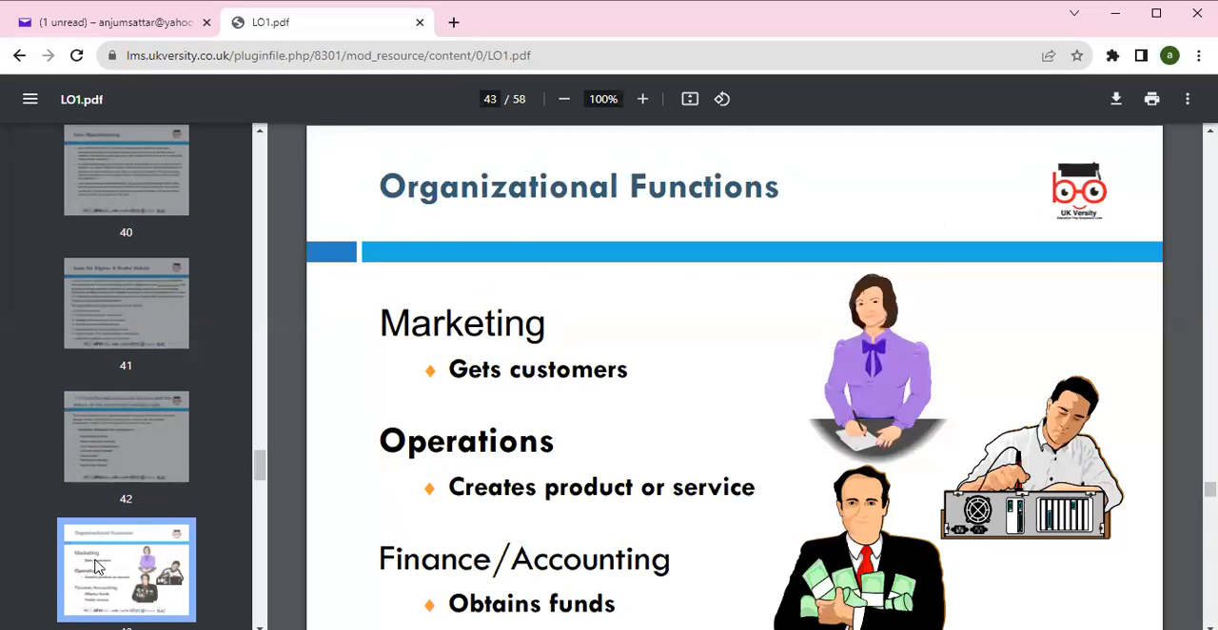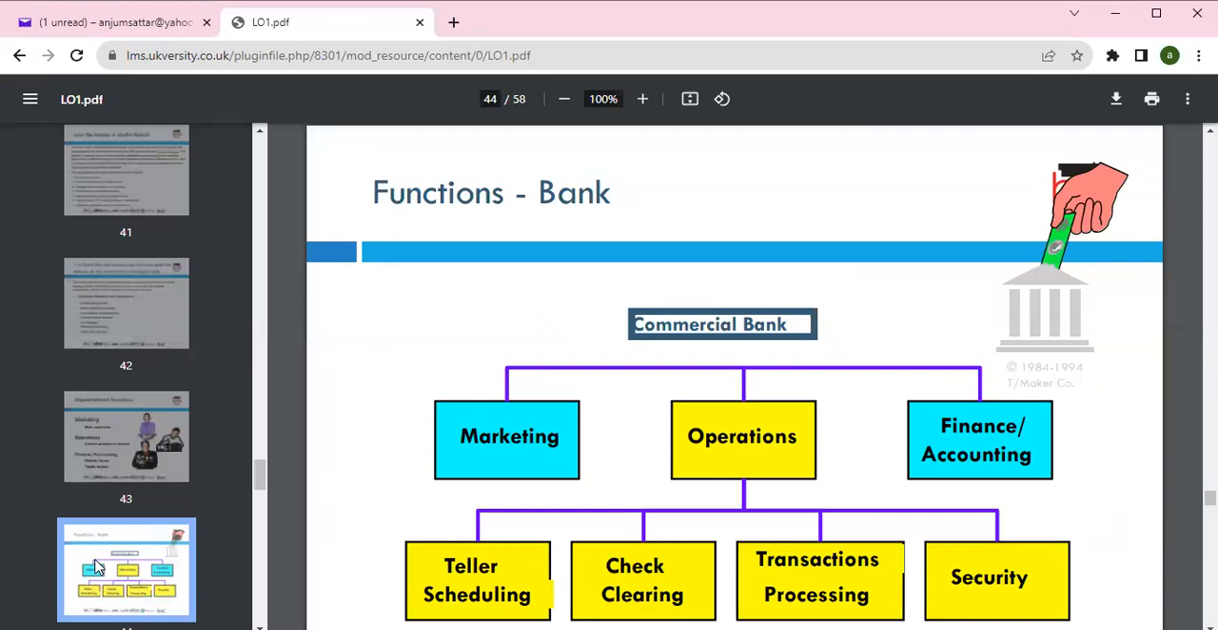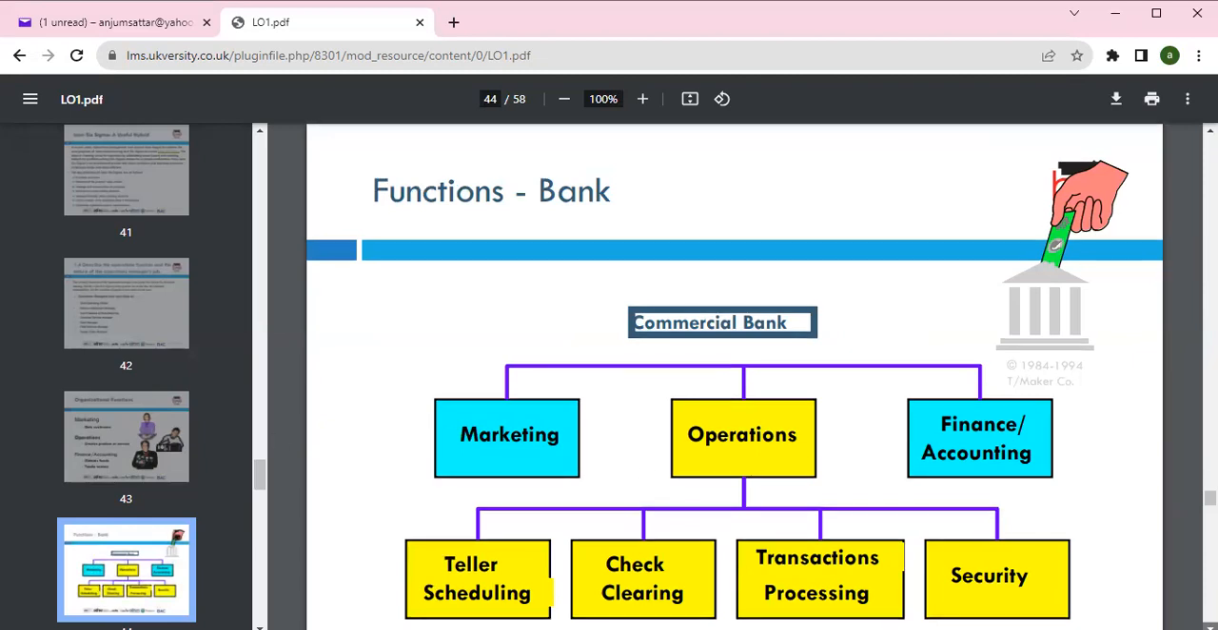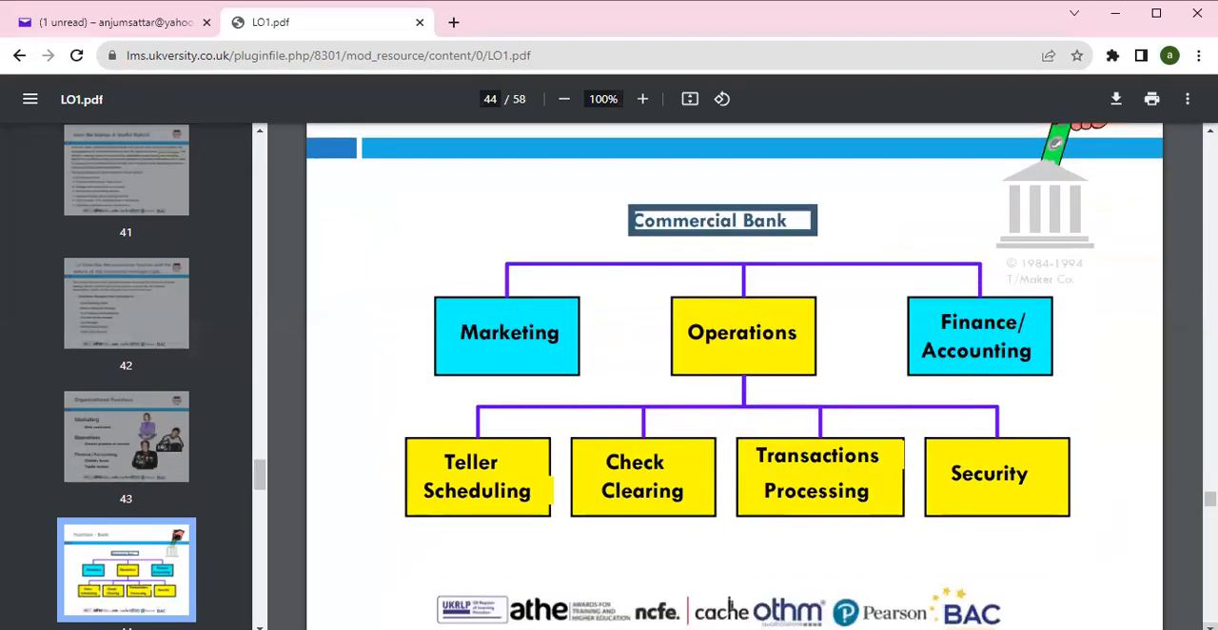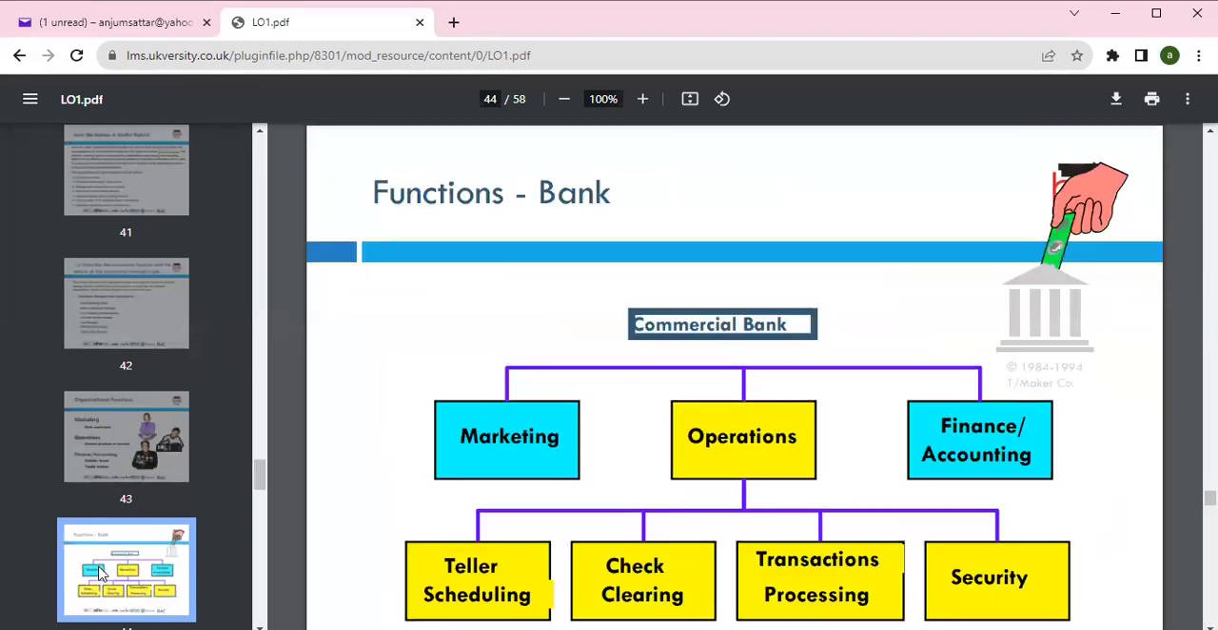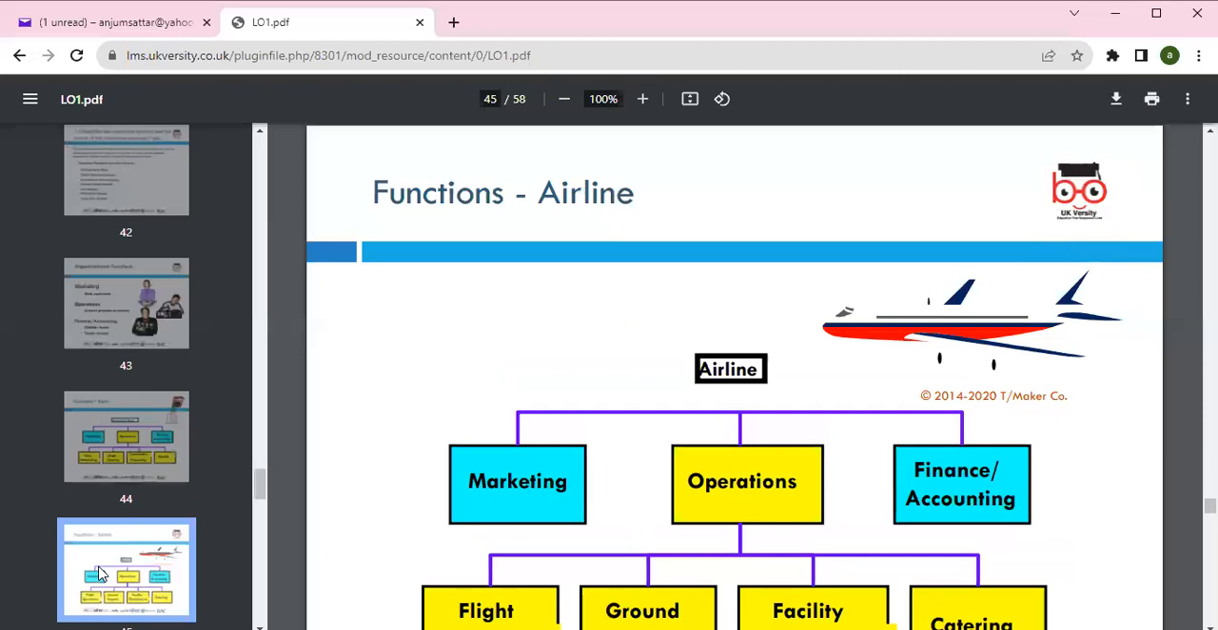Okay, so in an organization, the functions are: marketing gets the customer, operations creates products and services, and finance. So guys, let's look at a functional bank. Look at marketing, operations and finance: teller scheduling, check clearance, transactions, securities. So these can all be operations and operational management, and information and lean we need to look at.